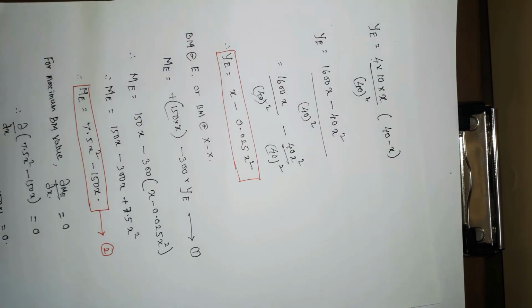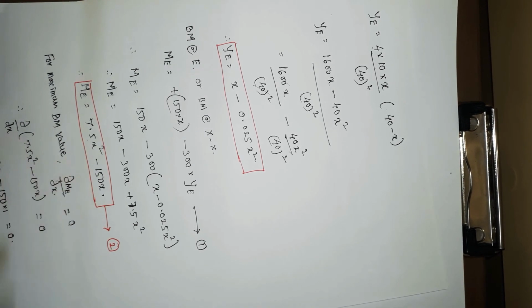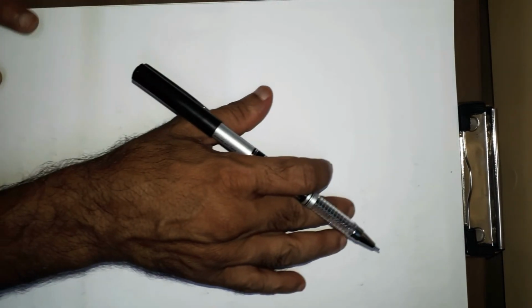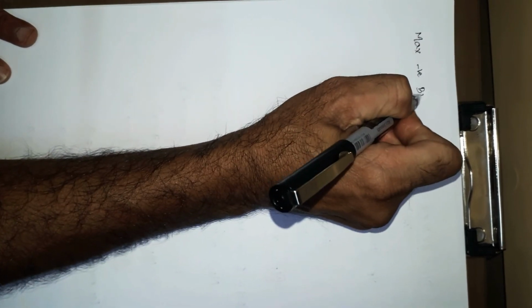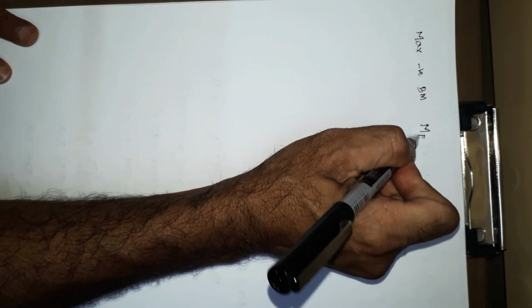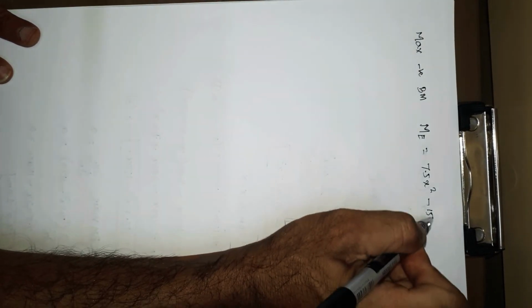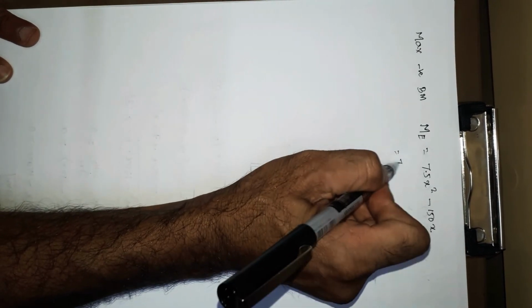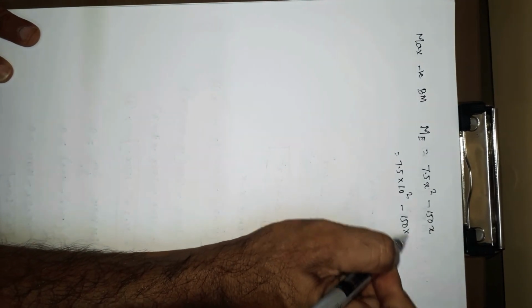Therefore, substitute x is equal to 10 meter in equation number 2. So in equation number 2, substitute x is equal to 10 meter. So we're going to get the maximum negative bending moment, that is ME is equal to 7.5 x square minus 150x. So that is equal to 7.5, x is 10, minus 150 into 10.